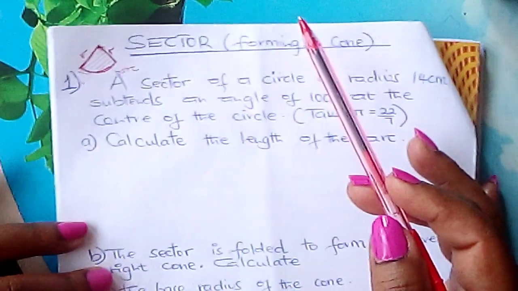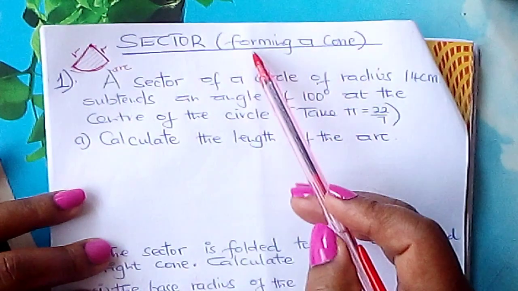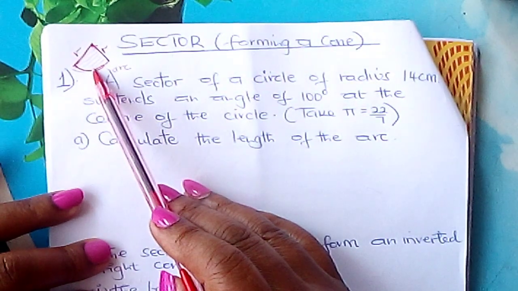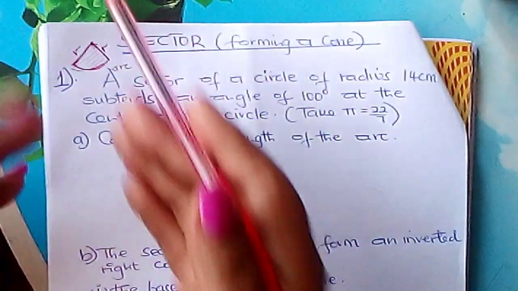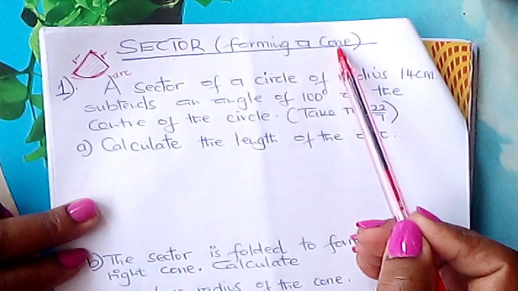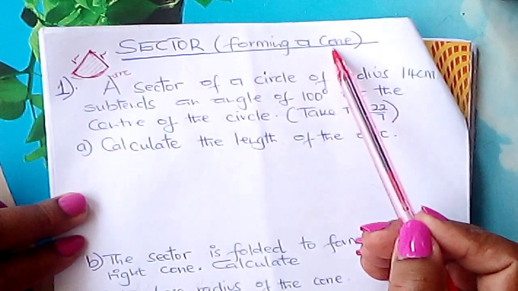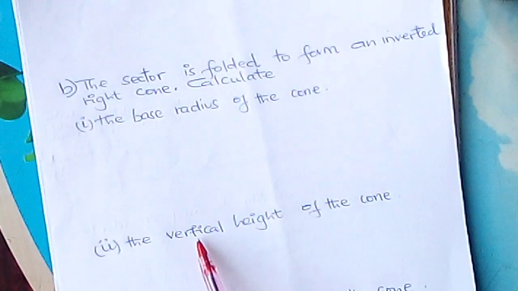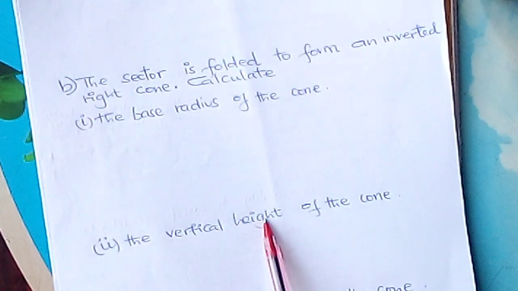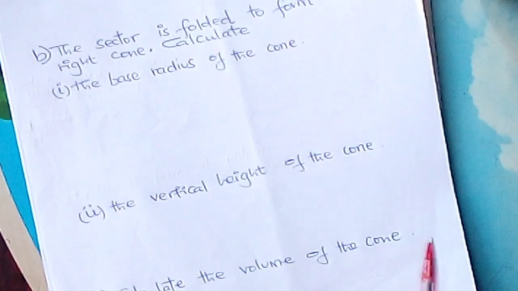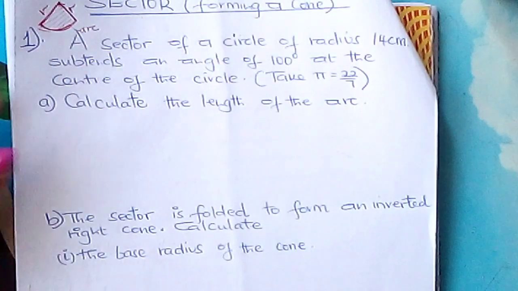Then from there, learner, in this question, we are going to see how we form a cone. A cone is formed from a sector, learner. Remember, it is formed from a sector by just folding the sector. And then after forming a cone, we will now be able to calculate the base radius of that cone. We will be able to find the vertical height of the cone, learner, and finally we will be able to calculate the volume of the cone. So let us look at this question.